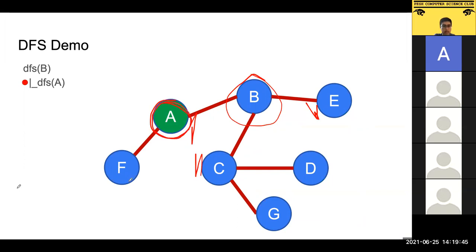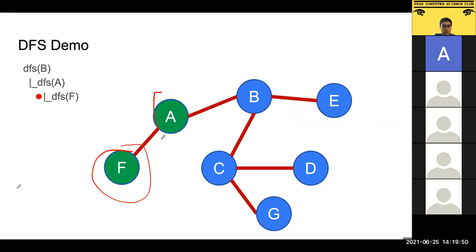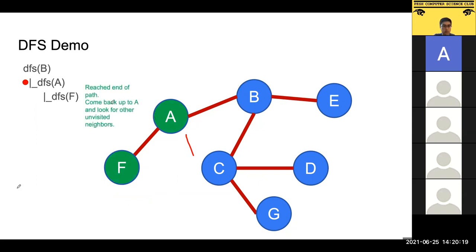We look at what neighbors A has. A has F as a neighbor, so we call DFS F. So now we visited A, we visited F, and from F, we look at what F is connected to that's not visited. Except everything that's connected to F, which is just A, has already been visited. So we go back up our recursive call to A, and A has nothing else connected to it that hasn't been visited. So we go back up to B. We reach the end of the path, and now we're back at B.